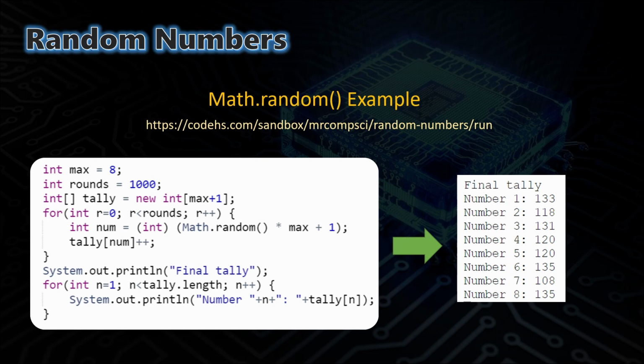So as you can see, they're not going to be totally even, but it's the luck of the draw. But you can see that it's generated 133 ones, 118 twos, etc. So if you want to explore this example more, there's the code. Go and have a look.